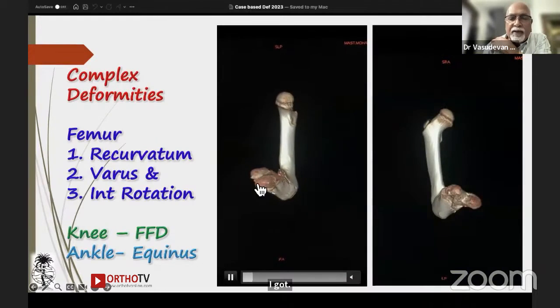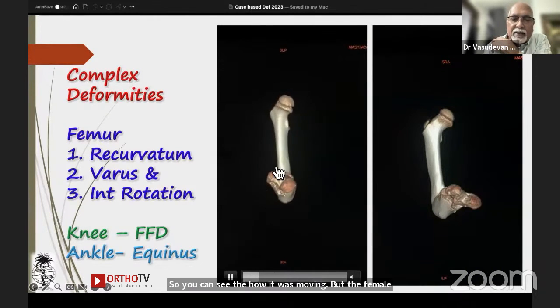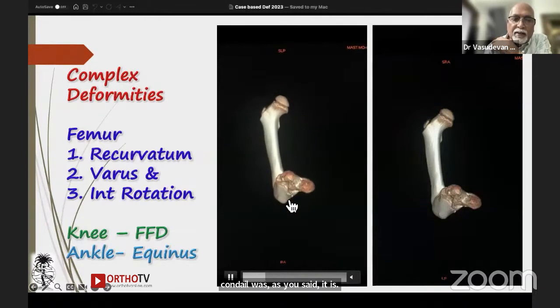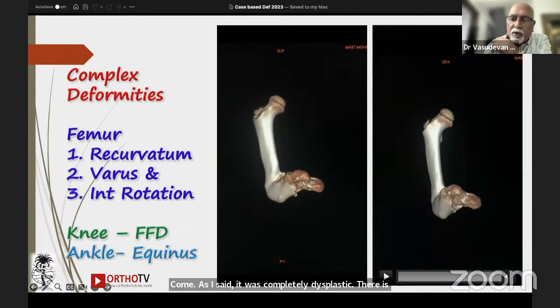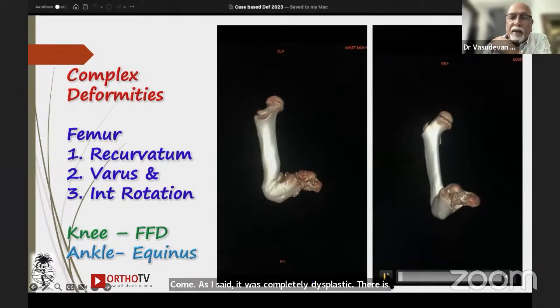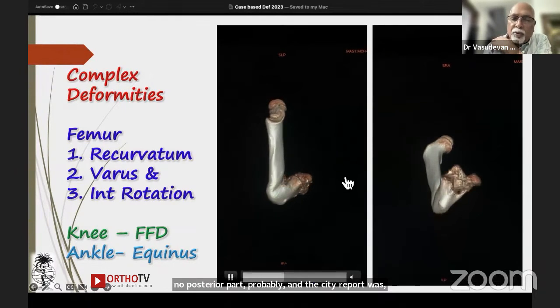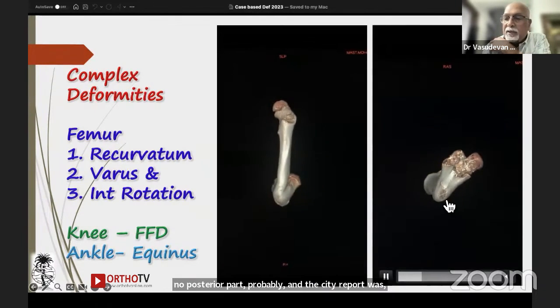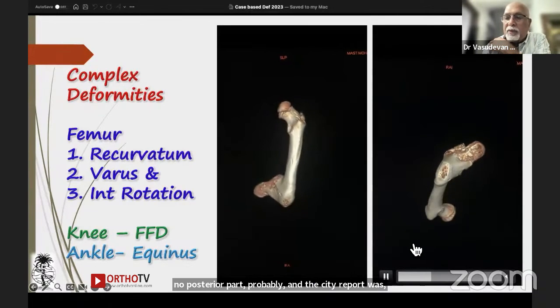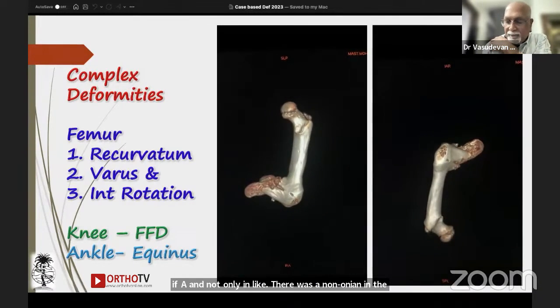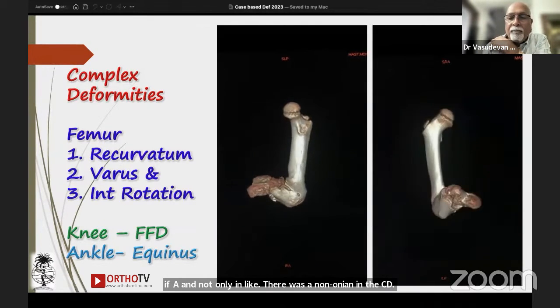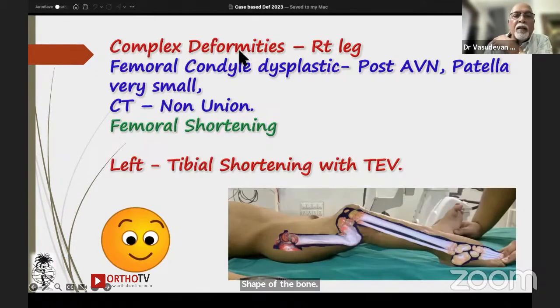But the femoral condyle, as you said, was completely dysplastic. There is no posterior part. And the CT report was a stiff non-union. There was a non-union in the CT. That was the shape of the bone. And now, the femur was dysplastic, post-AVN, the patella was very small, and CT was showing a non-union. And there was a femoral shortening also.